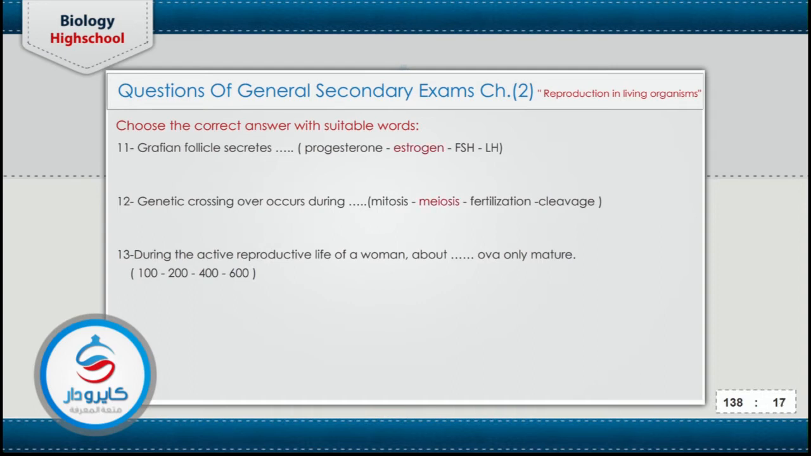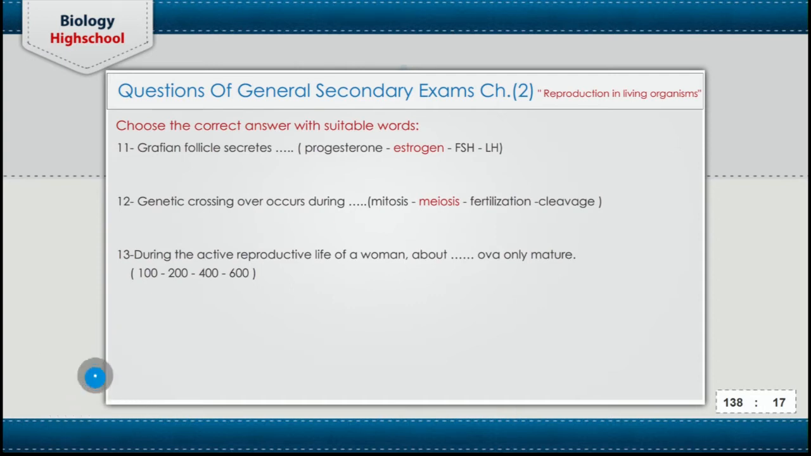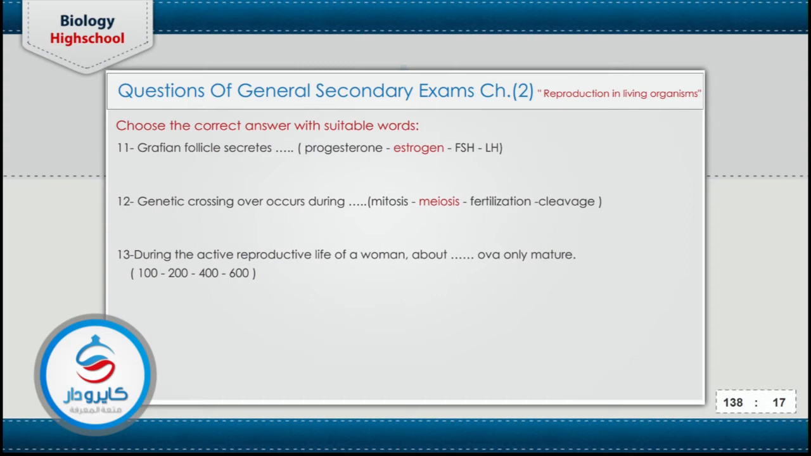The next, during the active reproductive life of the woman, about dots ova only mature. The answer is 400, 200 from each ovary, and the two ovaries alternate to produce one ovum each 28 days. So that needs about 30 years.